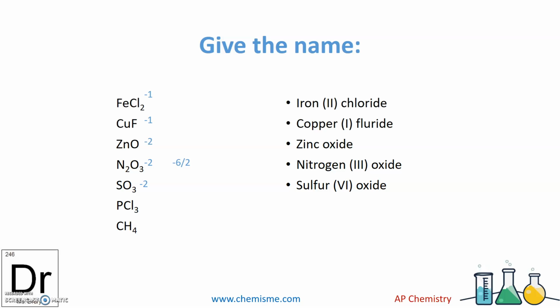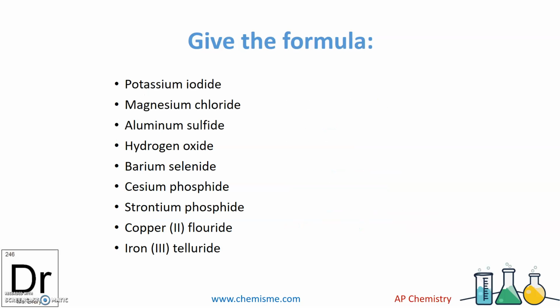Chlorine's -1, there are 3 of them. The phosphorus is going to be +3, so phosphorus 3 chloride. Last, hydrogen in the back is -1, there are 4 of them. So carbon's going to be +4, carbon 4 hydride. Notice again, they all end in IDE, and the Roman numeral represents the charge of the first element.